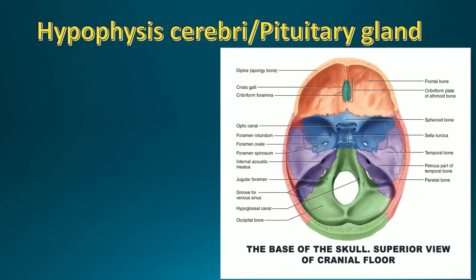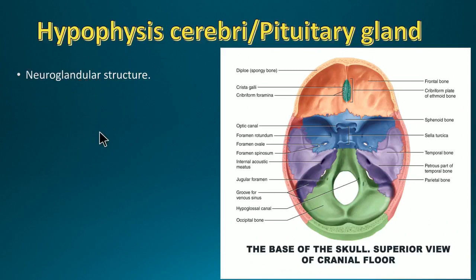So the gland is a neuroglandular structure because all the glands are made up of cells. You have a lot of fenestrated capillaries, blood sinusoids, but here, apart from that, you also have nerve fibers. So that is one peculiarity of the pituitary gland.